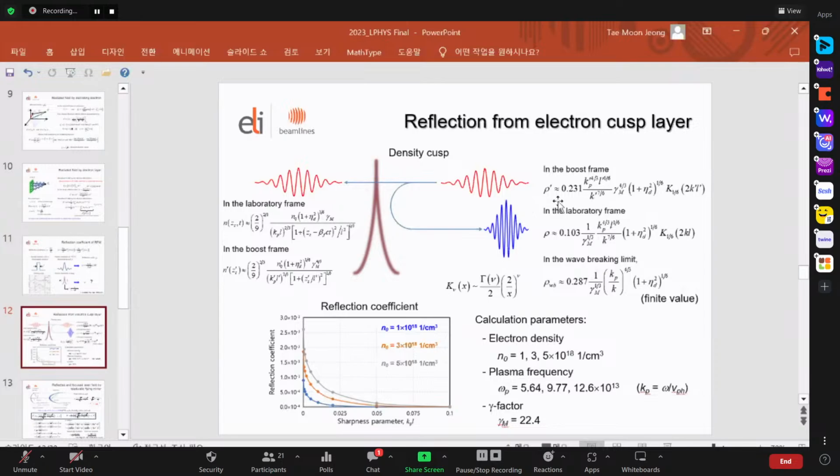reflection coefficient in the boost frame in this way, and also in the laboratory frame in this way. Here the K is again the modified Bessel function, which is the exponential decay function. In the wave breaking limit, this modified Bessel function is approximated in this way, and in that case the reflection coefficient has a finite value as shown here.